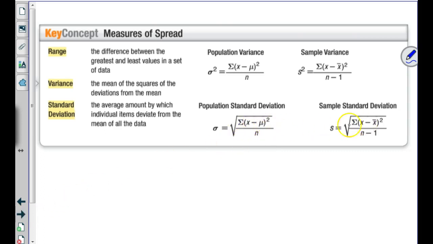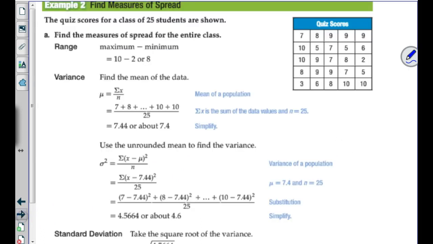Okay, so it's fancy, but the calculator does it for us. All right, here's a quick question, and I'm not going to ask you to type all these in, but it says the quiz scores for 25 students are shown. Find the range. So you would have to find the highest minus the lowest. What do you think? 10 and, oh, there's a 2. I didn't see the 2. 10 minus 2. Okay.